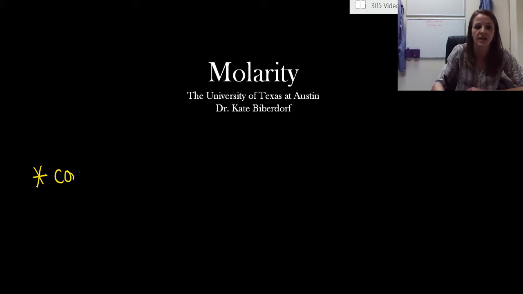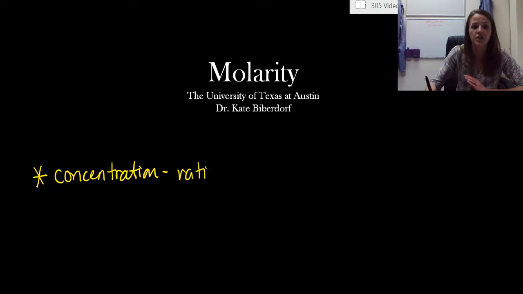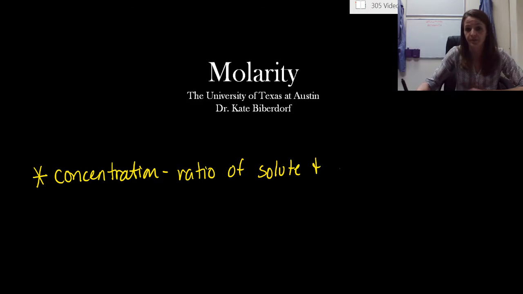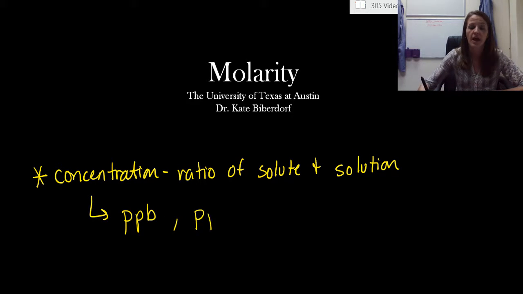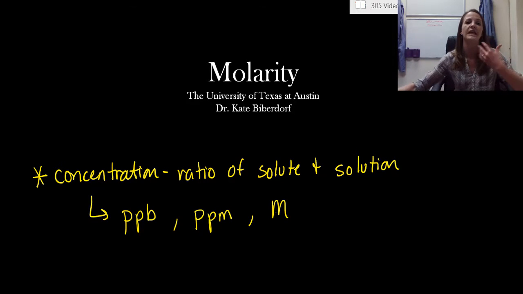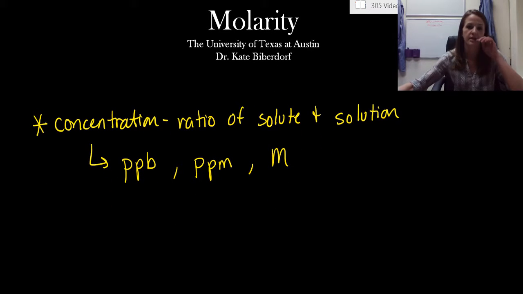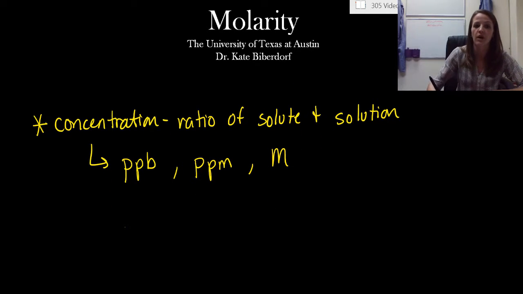So let's start off with our definition of concentration. Concentration, in a very simple definition, is essentially the ratio of solute and solution. And at this point in the course, we are very familiar with two different units of concentration, parts per billion and parts per million, so ppm and ppb. And we're also going to add now this big M, so molarity, okay? But we're going to get there in just a second. So before I do that, I want to review our other two pieces.